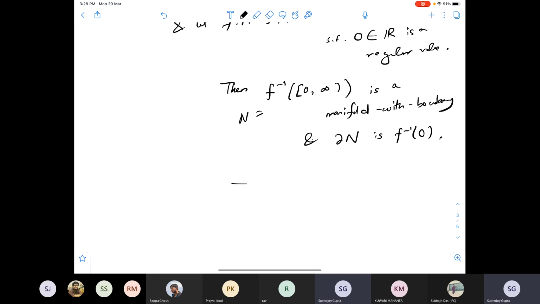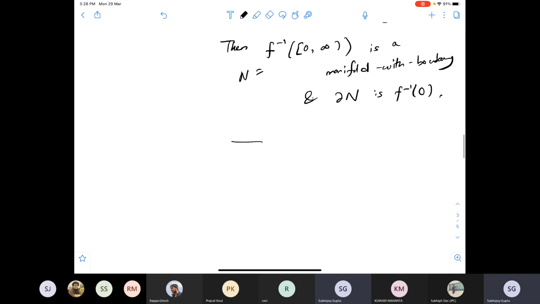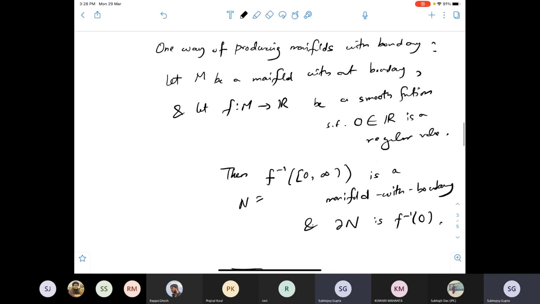This is one way that you can produce these manifolds with boundary. Instead of taking inverse images of single points, you take inverse images of these intervals, or in this case, these rays, basically, right? So this is starting at 0 and going all the way to infinity.